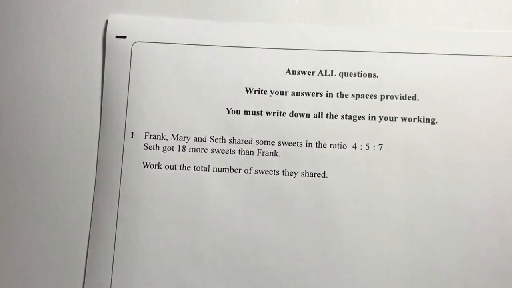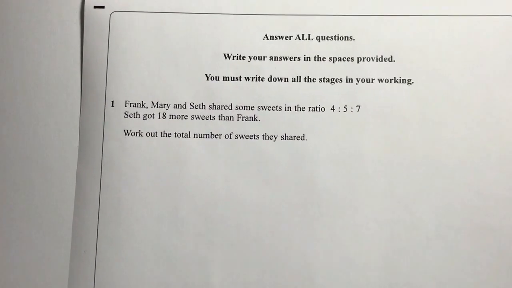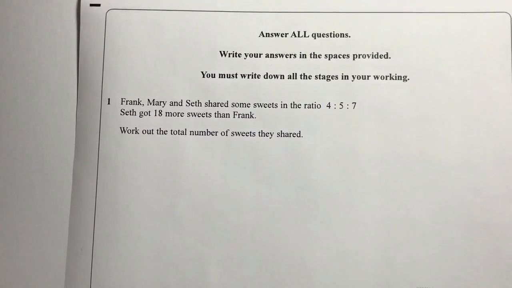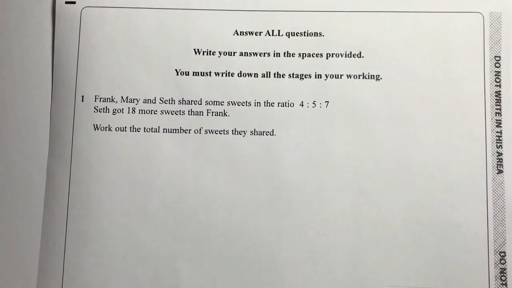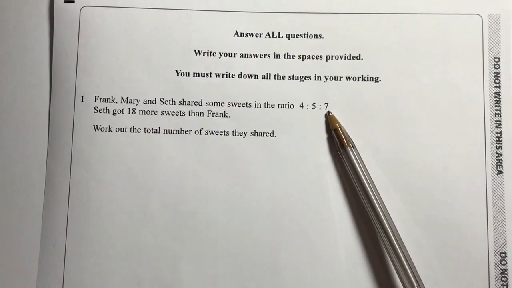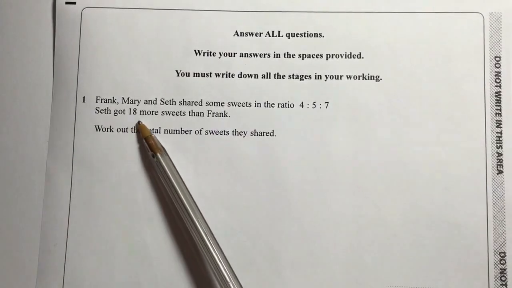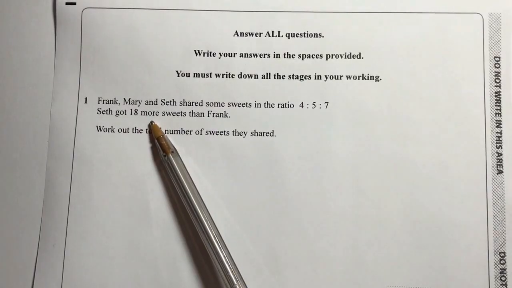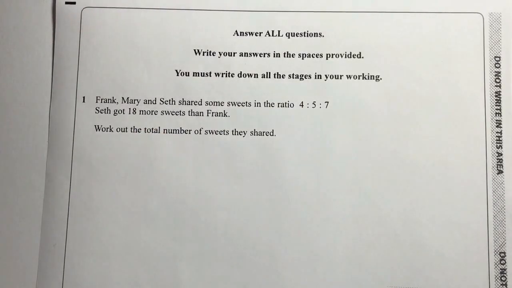So we're going to crack straight on with question 1, and question 1, if you download the paper, deals with some ratio. The thing about ratio is that usually what they'll ask you to do is to work out the values of each of the shares that people have got. Now in this particular case, the only information they give you is that Seth has got 18 more sweets than Frank. So let's just have a look at that from basics at the moment.